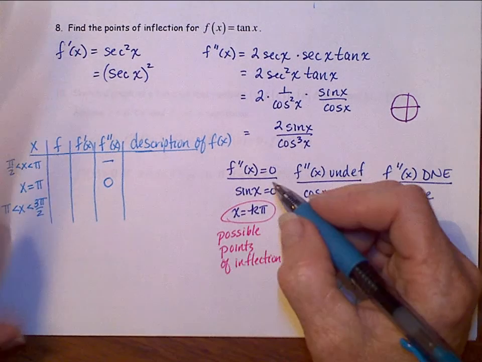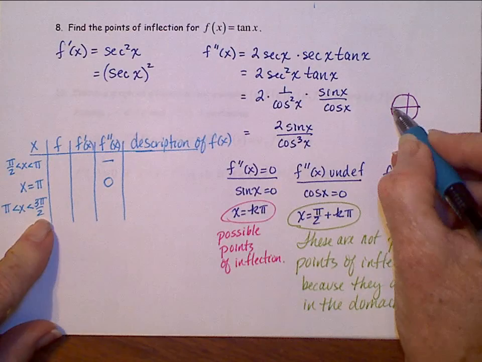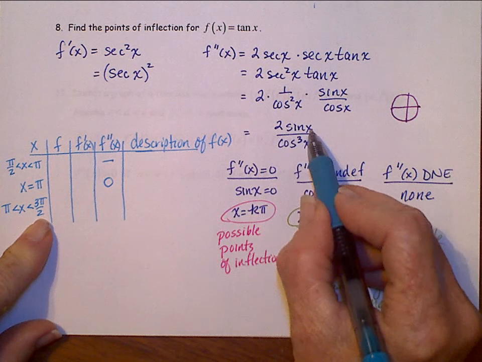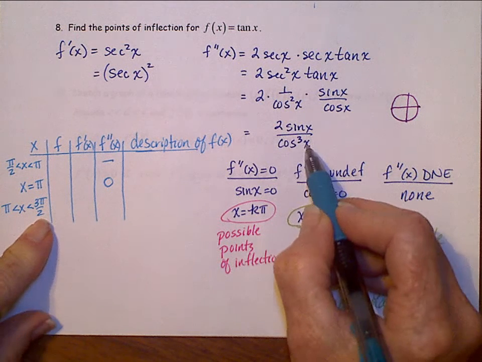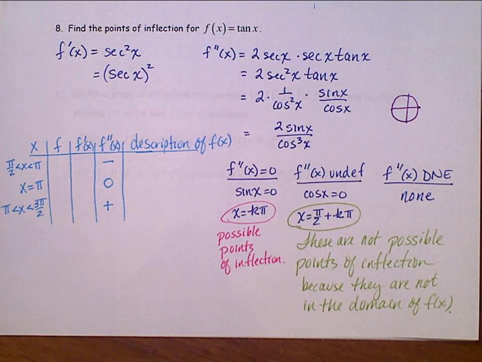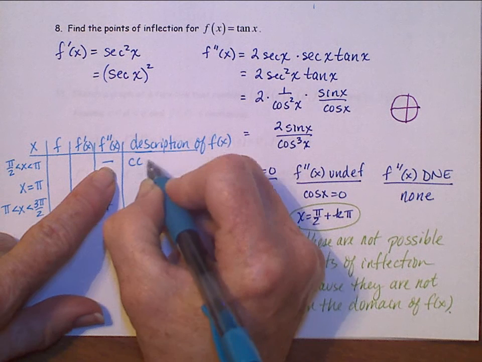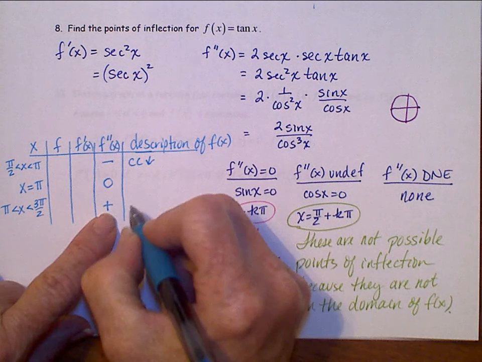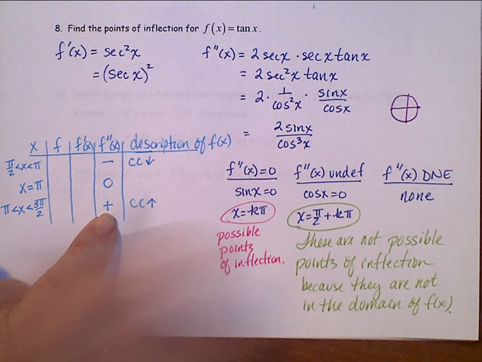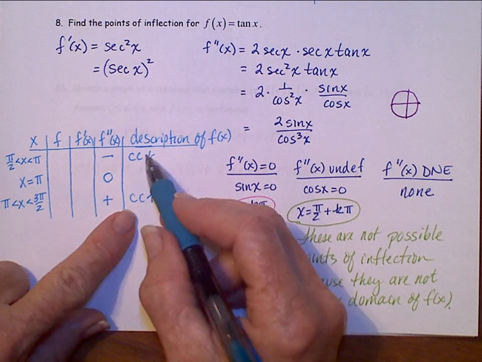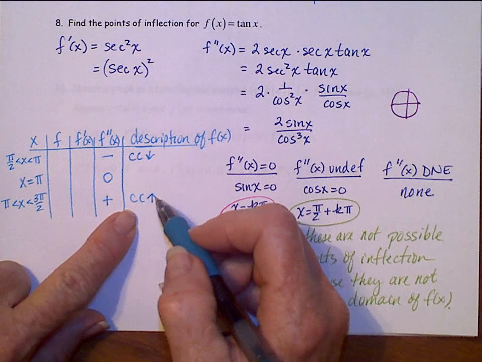If we look from pi to 3 pi over 2, that is in the third quadrant. The sine in the third quadrant is negative. Cosine in the third quadrant is negative. So overall, this is positive. That means that f of x is concave down here and concave up on that interval. All right, now we've got the change in concavity. We need to check for a tangent line.